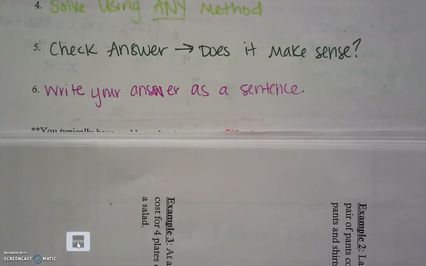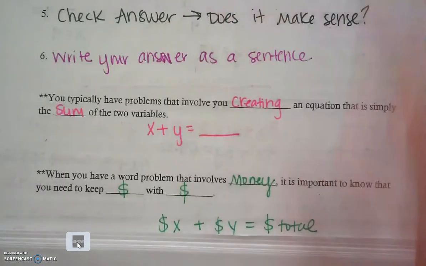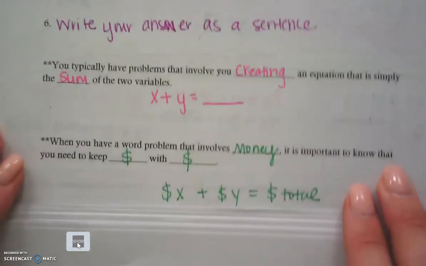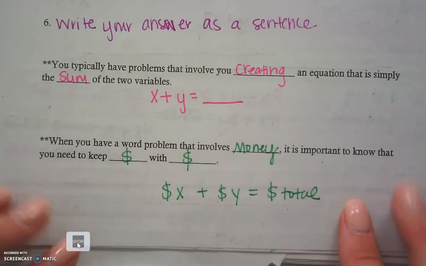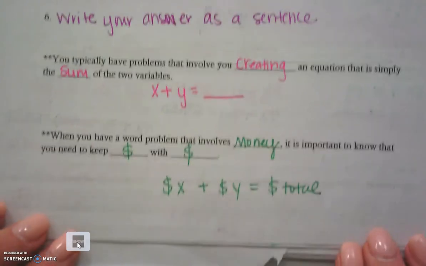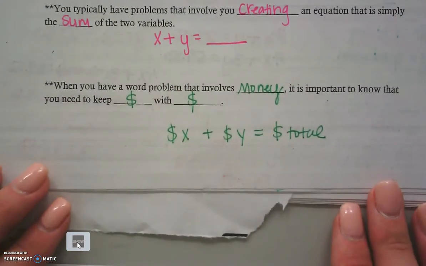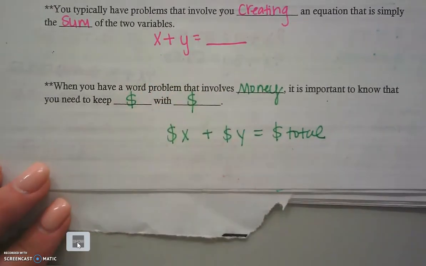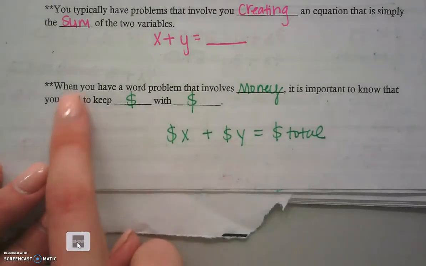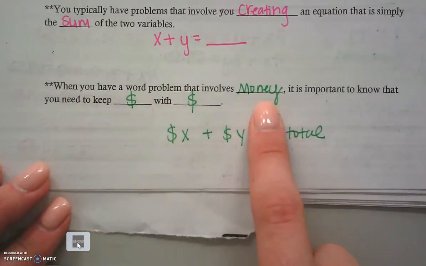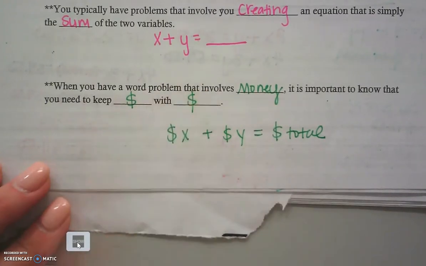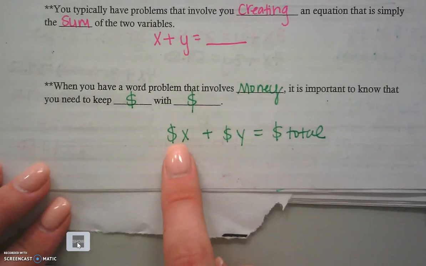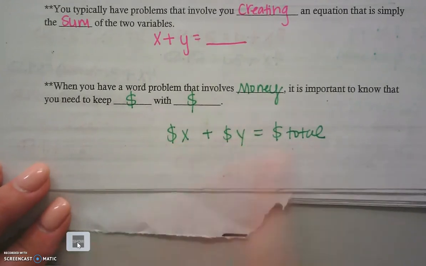Now, there's a few key things to remember when you write a system. One key thing is that when your word problem involves you creating an equation that's simply a sum, 9 times out of 10, you're going to be writing an equation that says x plus y equals blank. Okay. When you have a word problem that involves money, I want you to keep money with money with money. So you'll have your x amount of money, your y amount of money, and it should equal the total amount of money that you have.